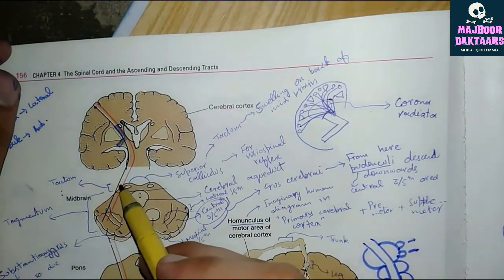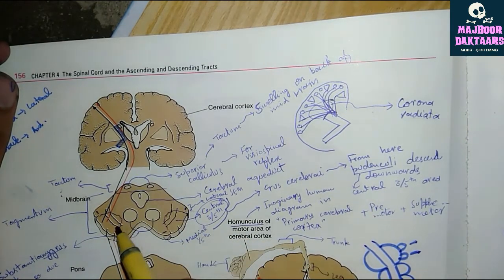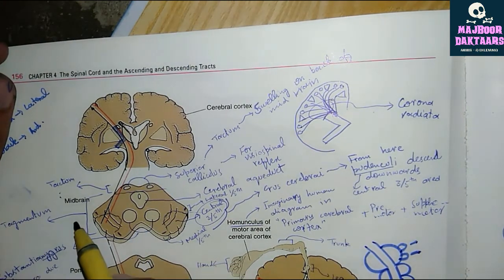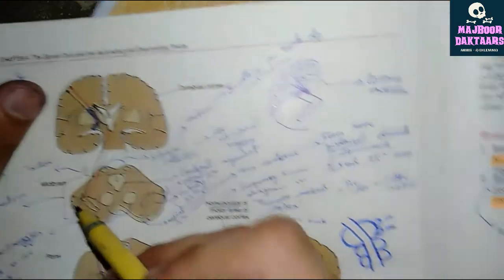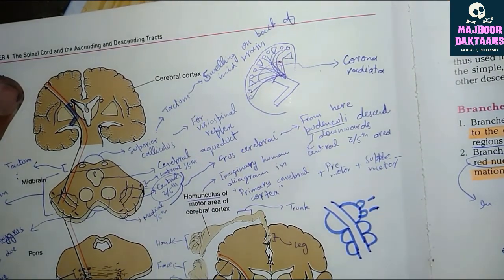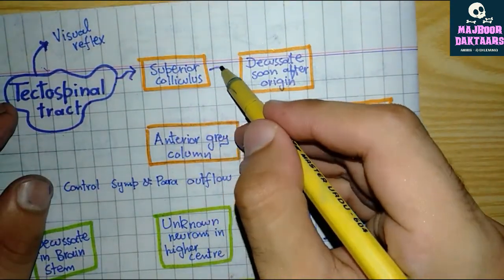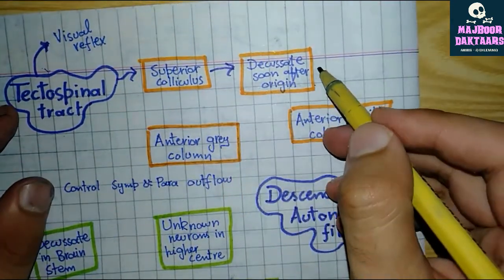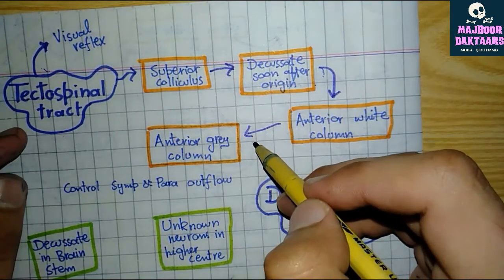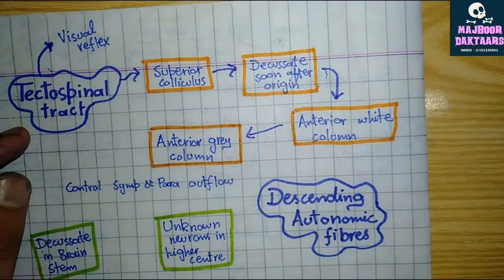As shown here, this is the posterior aspect of the midbrain. These are the swellings known as the superior colliculus, and the rest of the area is known as the tegmentum, which is the anterior area. Superior colliculus, and below it is another swelling known as the inferior colliculus. So fibers from the superior colliculus decussate soon after their origin, move to the anterior white column, then the anterior gray horn, synapse with the interneuron, and then with the lower motor neuron.